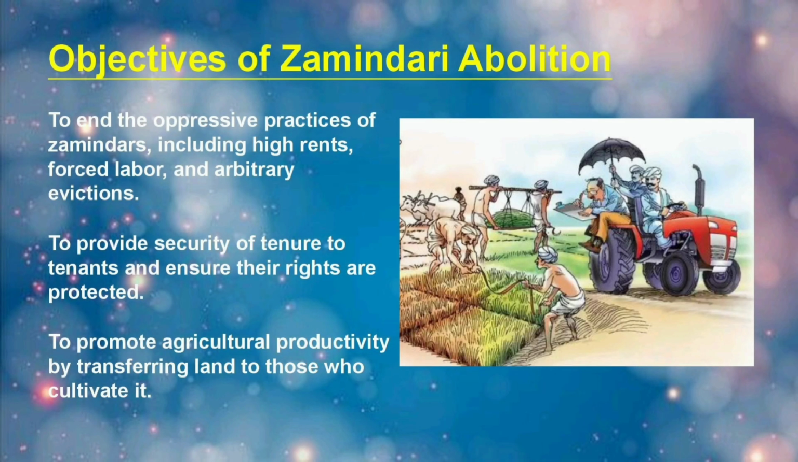Objectives of Zamindari abolition: to end the oppressive practices of zamindars, including high rents, forced labor, and arbitrary evictions, to provide security of tenure to tenants and ensure their rights are protected, to promote agricultural productivity by transferring land to those who cultivate it.